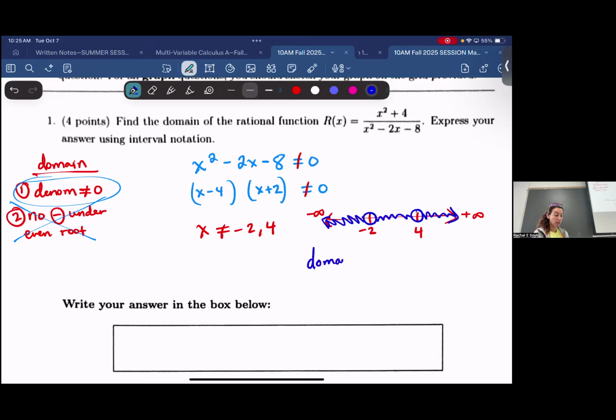In interval notation, what does this look like? -infinity, comma, -2, union, -2, 4, all soft brackets, union, 4 and infinity. Yep, and we're done.